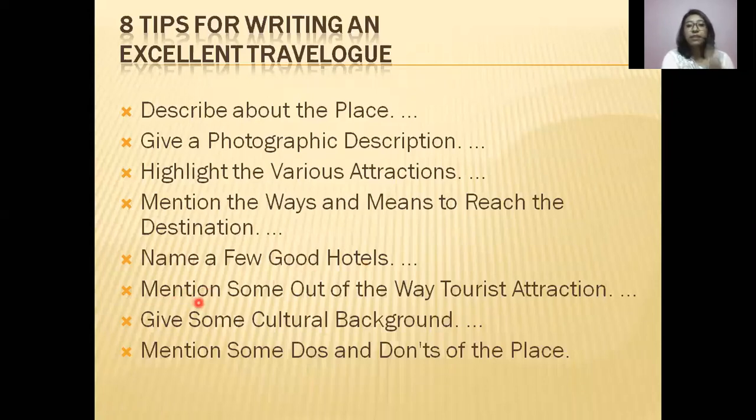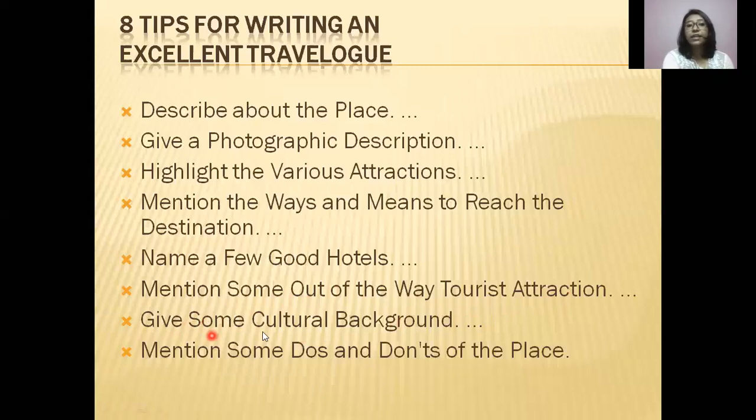Next is mention some out of the way tourist attractions. You know, some people travel for many, many days. They love traveling, and they do not only go to one place. They like to go to many places at a time. So at that time, if you mention some other places where they can go from the same spot, from the same destination, then they would like your travelogue more, because they get more information from your travelogue.